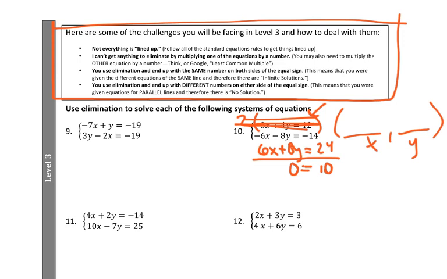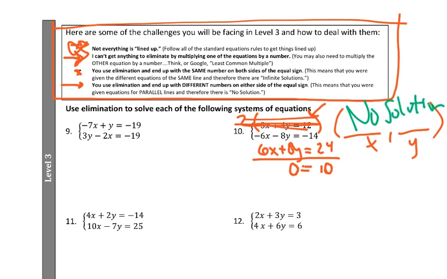Oh, no. Okay, so let's look. Everything did line up, so we're okay. We did eliminate. We're fine. We used elimination, and we don't care about the other cases. You used elimination and end up with a different number on either side of the equal sign. Yes, that is what's happening here. This means that you are given equations for parallel lines, and therefore there is no solution. Okay, so there is no solution.